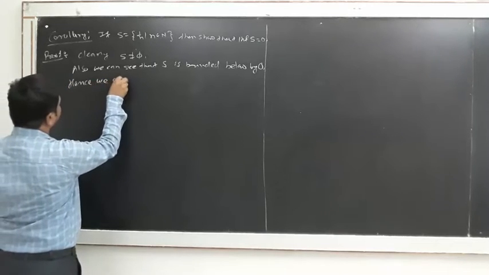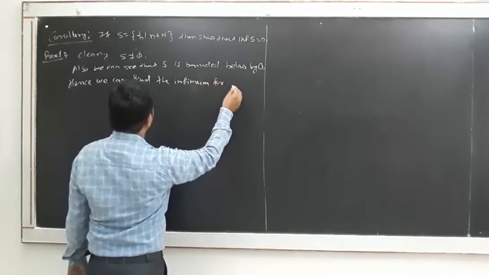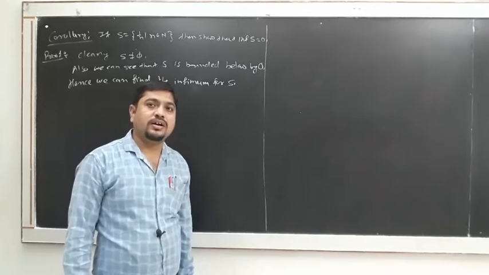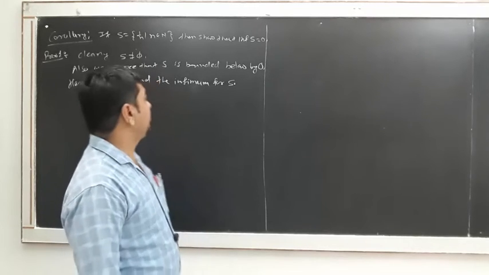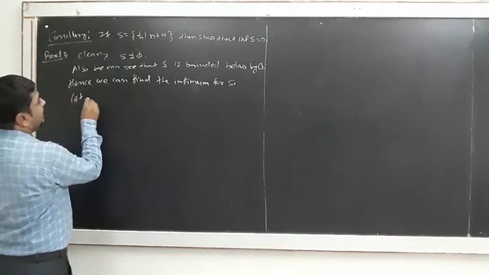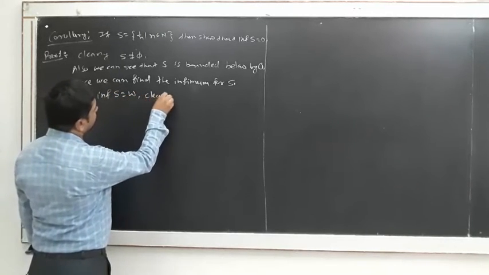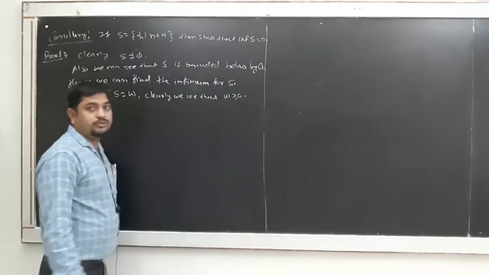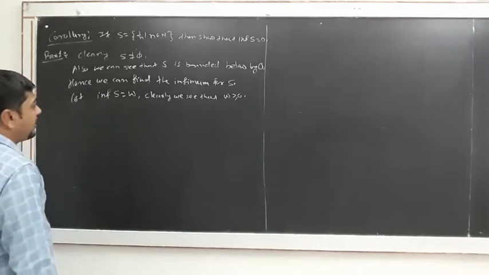Hence we can find the infimum for S, since it is bounded below. The analogous form of the completeness property says that if a set is bounded below, then it must have an infimum. Therefore let the infimum of S be equal to W, and clearly we see that W is greater than or equal to 0.